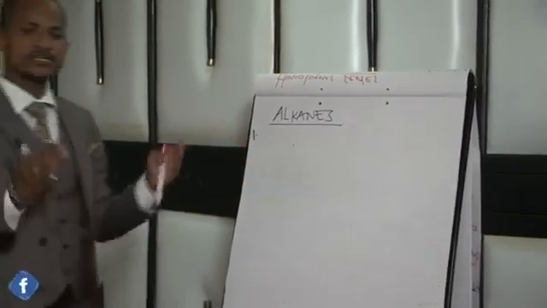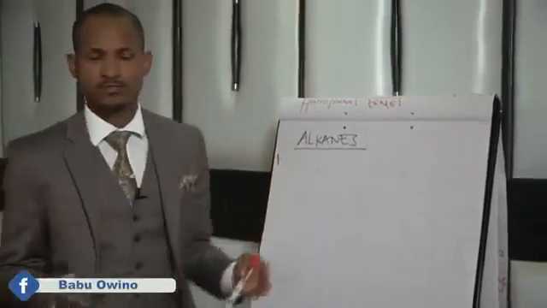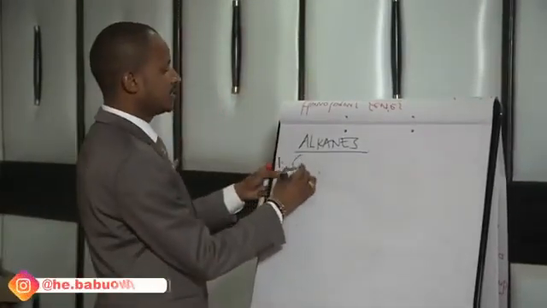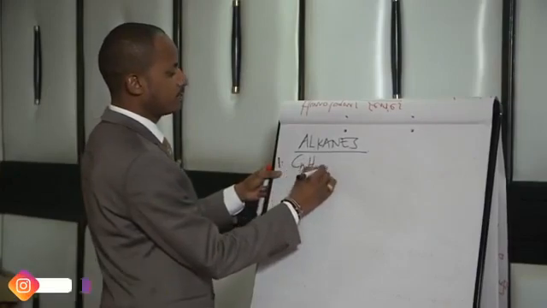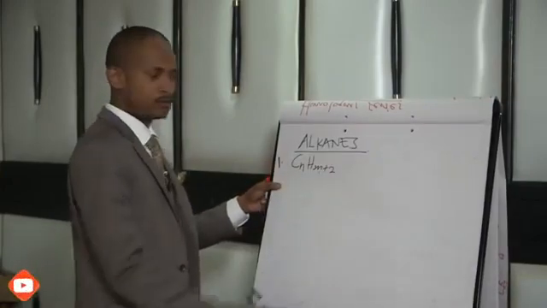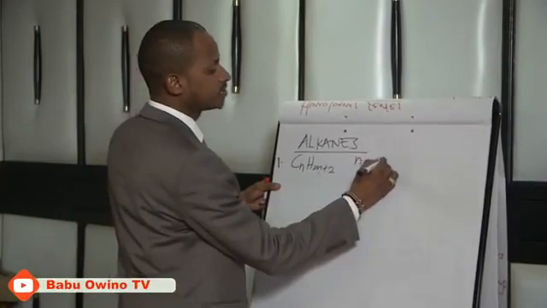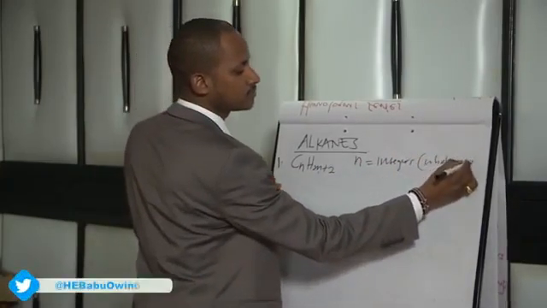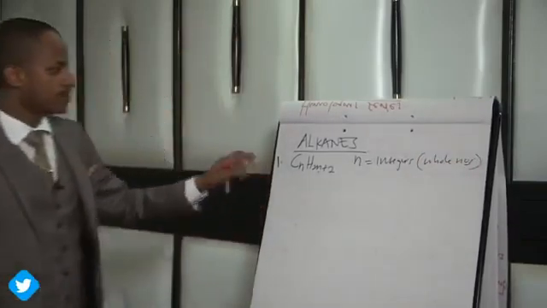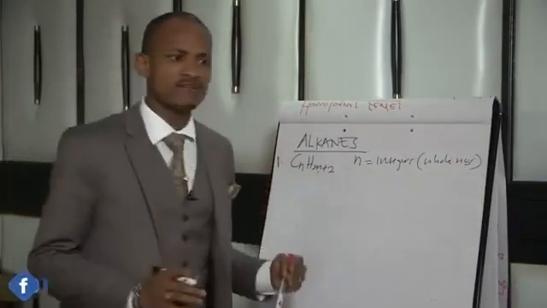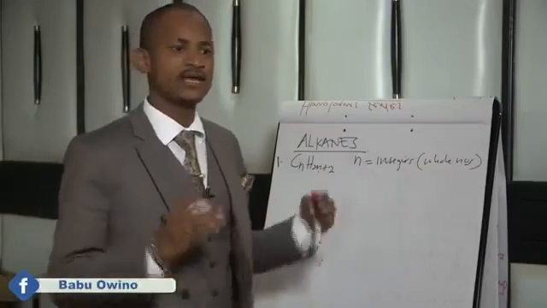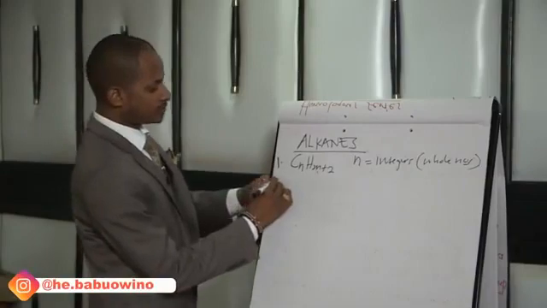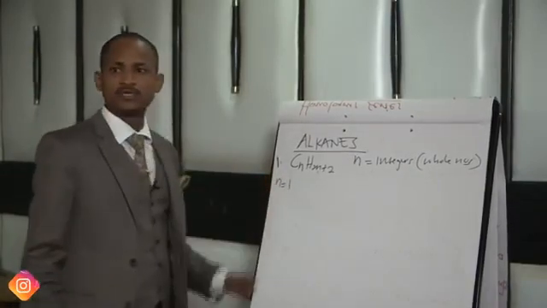Alkanes are saturated hydrocarbons with the general formula CnH2n+2, where n is an integer. Integers are whole numbers. Therefore, as per our syllabus, we'll only deal with the first 10 alkanes. So we will say when our n is 1 up to the 10th value.